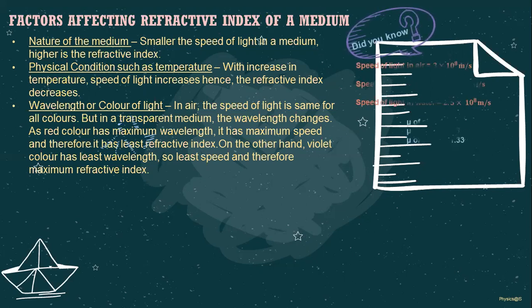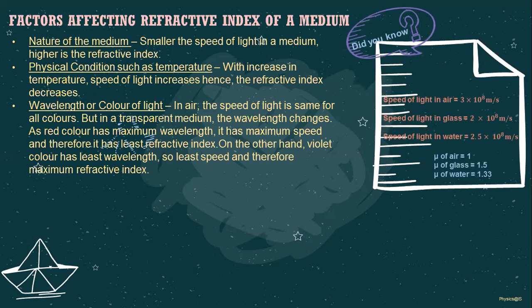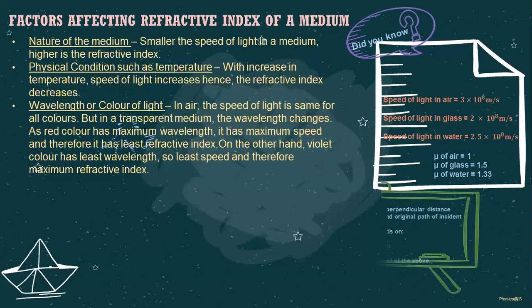Did you know, children, that the speed of light in air is 3 into 10 raised to power 8 meter per second, in glass 2 into 10 raised to power 8 meter per second, and in water 2.25 into 10 raised to power 8 meter per second. The refractive index of air is 1, that of glass is 1.5, and of water 1.33. All these refractive indices are the absolute refractive indices.